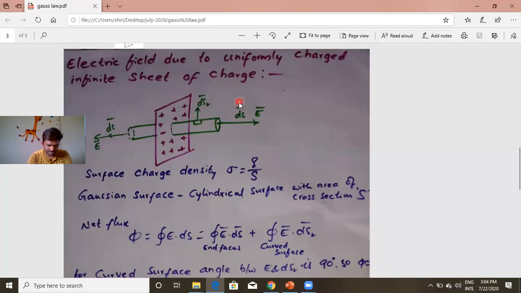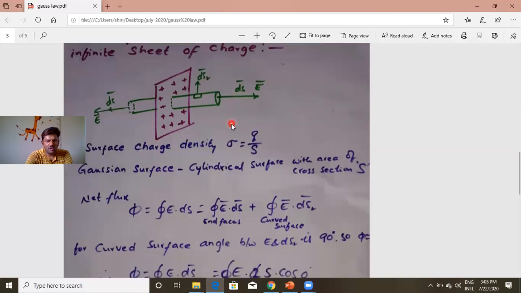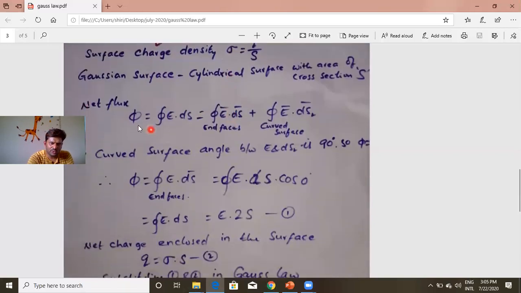Whereas for the curvature, you take any area element, definitely the normal directs, normal means 90 degrees, and the electric field is E. E is in this direction. So here the angle between E and ds2 is 90 degrees, and here the angle is 0 degrees. So I am doing this to calculate the electric flux. At the curved surface, as the angle is 90 degrees, there is no flux coming out of this curved surface. So we need to consider only the end faces.